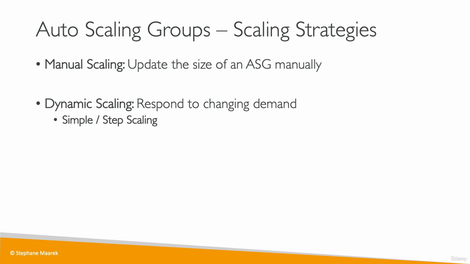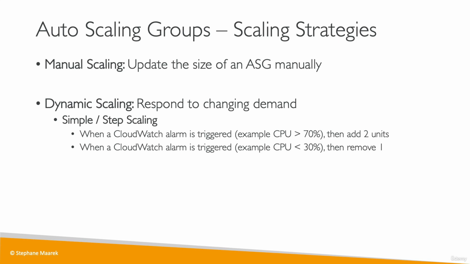We have simple and step scaling, where the idea is that whenever a CloudWatch alarm is triggered, for example, whenever the average CPU utilization of all my EC2 instances goes over 70% for 5 minutes, then add 2 units of capacity to my ASG. Or when another alarm, for example, whenever the CPU utilization is less than 30% for 10 minutes, then remove 1 unit of capacity in my ASG. This would be simple or step scaling because we define the trigger and then we define how many units we add or remove.